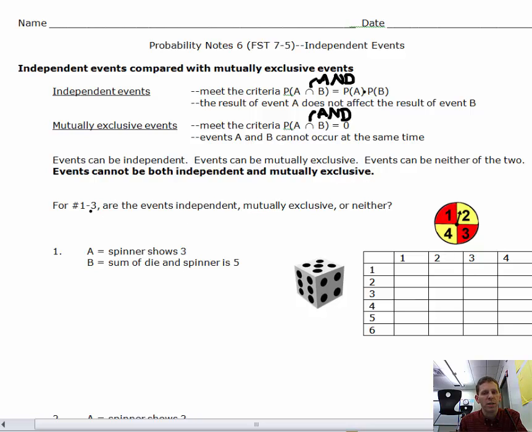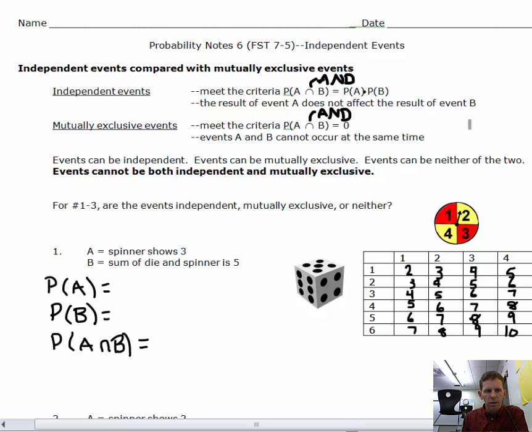We're going to look at 3 examples where you're going to be asked if events are independent, mutually exclusive, or neither, involving a dice roll and a spinner spin. For event A, we're going to look at the spinner showing a 3, and for event B, the sum of the die and the spinner being 5. What we'll look at is the sums of these different spins and dice rolls. Let's have that appear on the screen right now. There we go. There's our sums in this table.